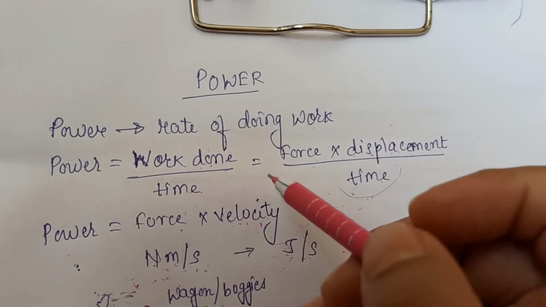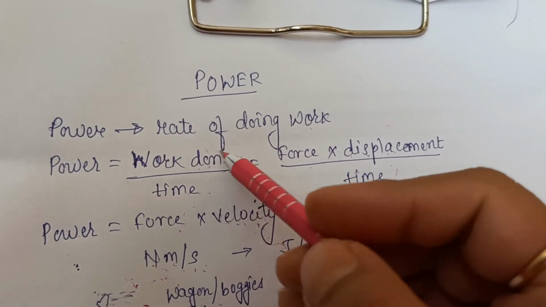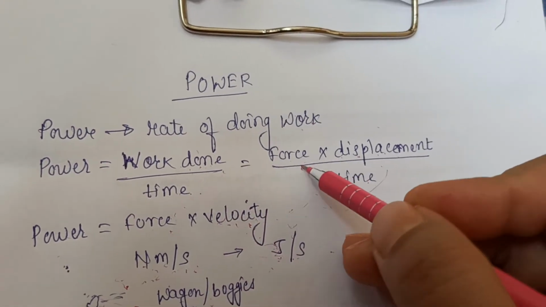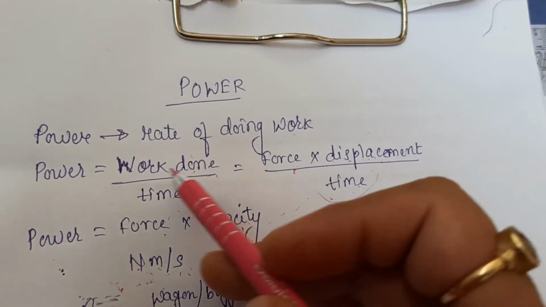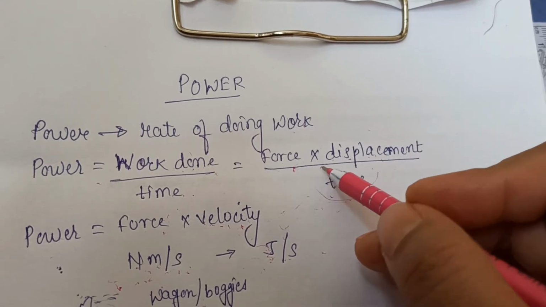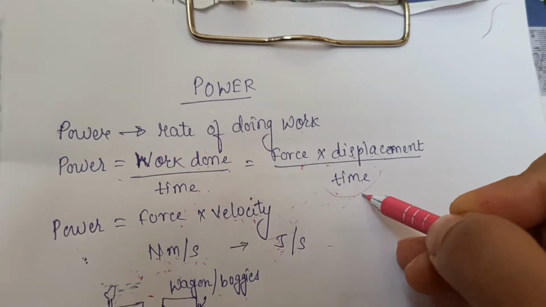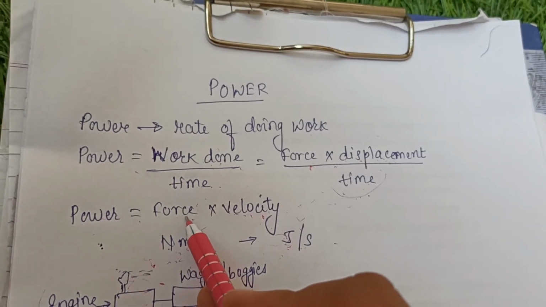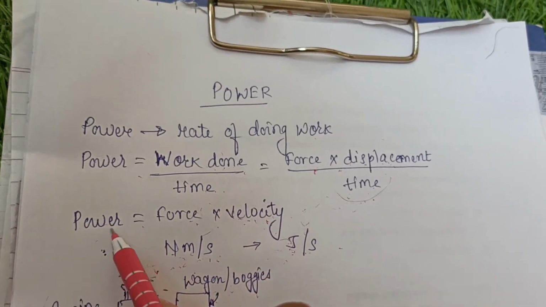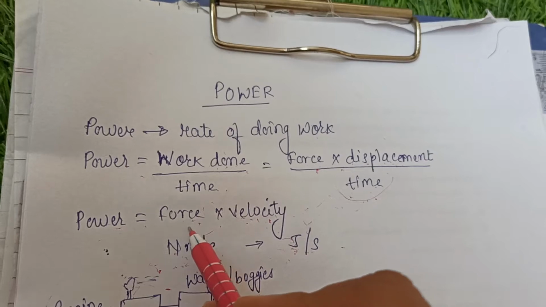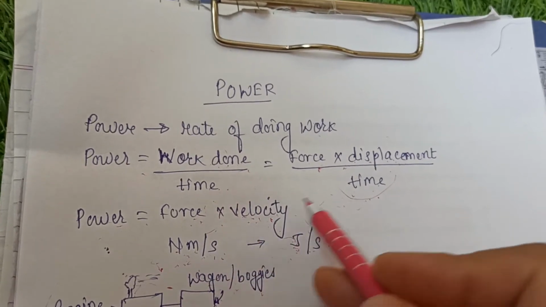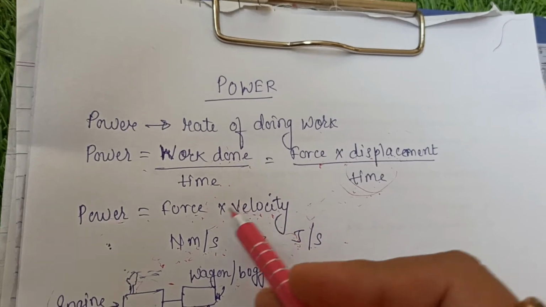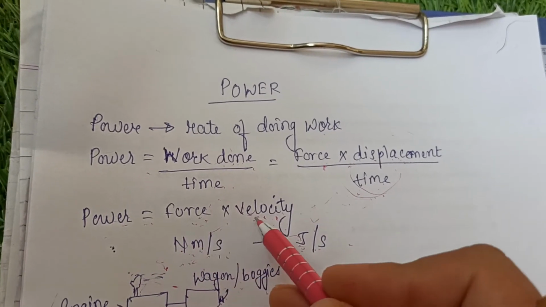Now power is equal to work done per unit time, or it is nothing but the rate of doing work. Now this work done can also be expressed as the product of force multiplied by displacement. So we can express power as force multiplied by displacement upon time. Now this power can also be written as force multiplied by velocity, because the term displacement upon time is velocity. So power can be written as force multiplied by velocity.